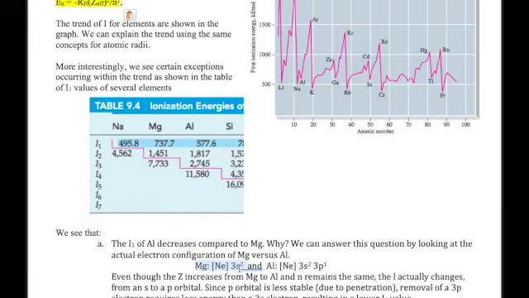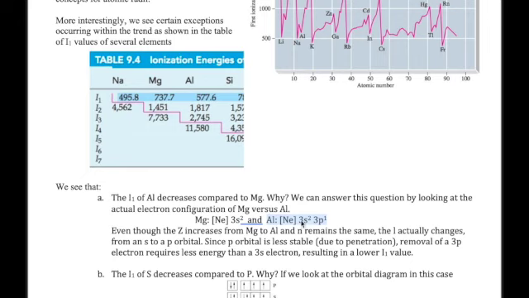So here's magnesium, which is [Ne]3s2, and here's aluminum, which is [Ne]3s2 3p1. Now the question is, why is it easier to remove the valence electron in aluminum compared to magnesium? Well, what's the difference in the two? 3s will be the orbital where you're going to pull the electron from if you're trying to remove the electron from magnesium. But for aluminum, you have a choice of either 3s or 3p.